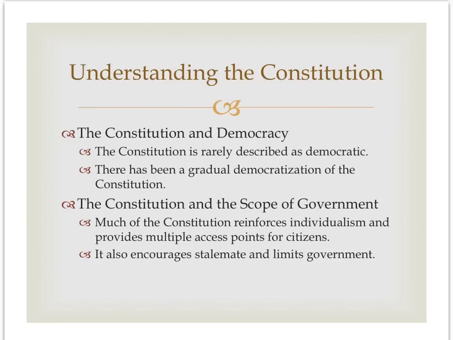Now, the Constitution and democracy. Democratic government was despised and feared amongst 18th century upper class society. So instead they created a republic, which was a representative form of democracy modeled after the sort of Lockean tradition of government. But one of the central themes of American history is the gradual democratization of the Constitution.